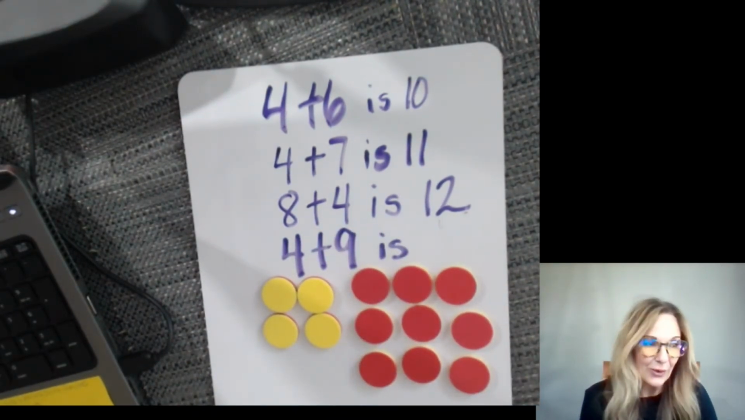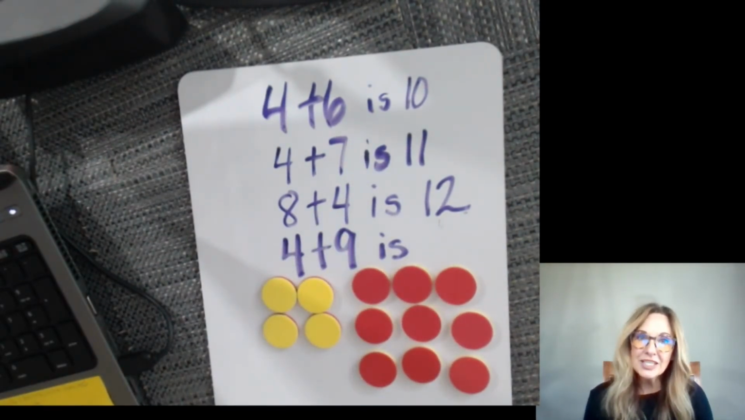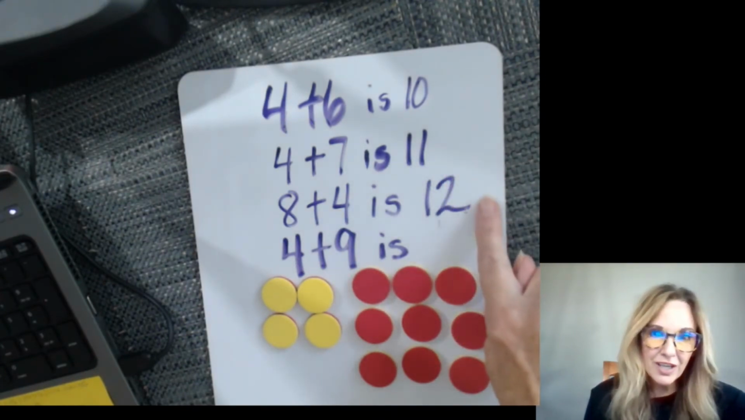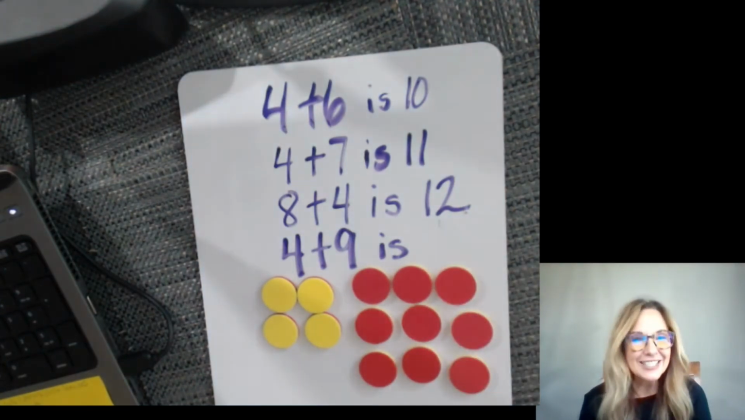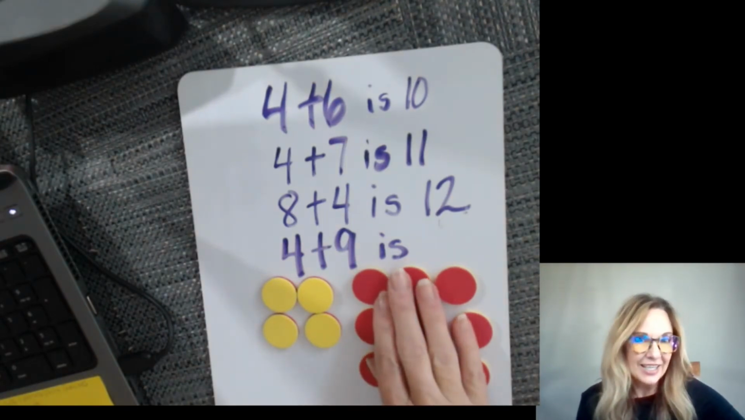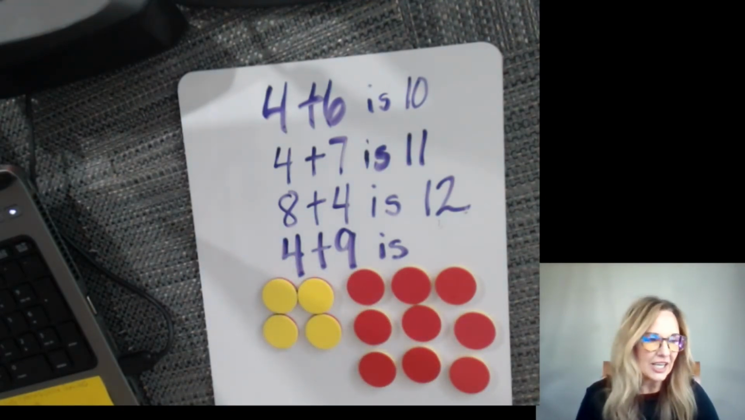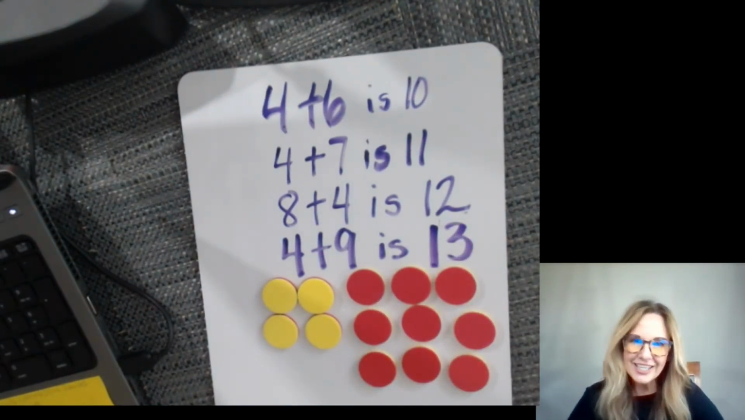And you do know that 9 is 1 more than 8. Oh, some of you are seeing this pattern. 10, 11, 12. So 4 and 9, what do you think it might be? 13. Let's use our counting on strategy to check our thinking. 9, 10, 11, 12, 13. 4 and 9 is 13.